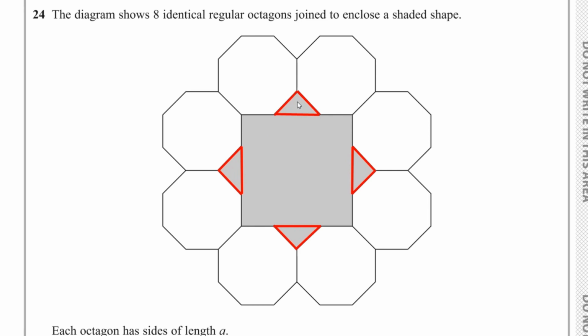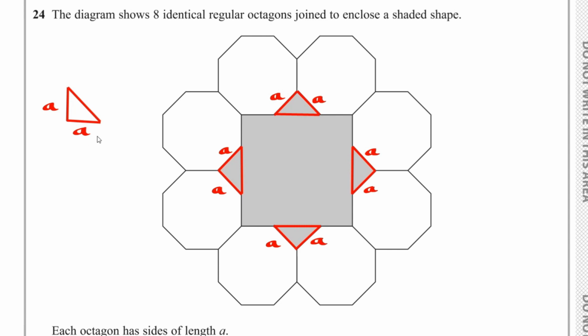The first thing you will notice is we've got 4 of these identical triangles, and we know that each octagon has a side of A, which means here we have A, and here we have A, and similarly here we have A, and we have A here. So we have A in the positions shown. What we can do is find out the area of one of these triangles. You can think of this to be, if we rotate one of them, we would have this situation here.